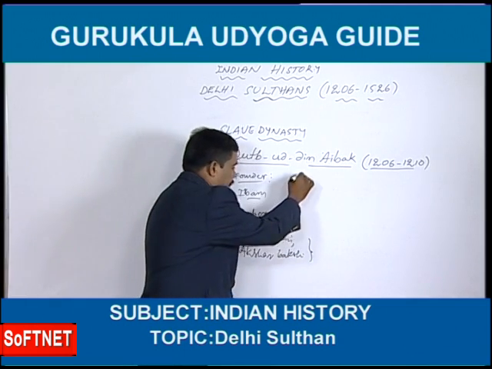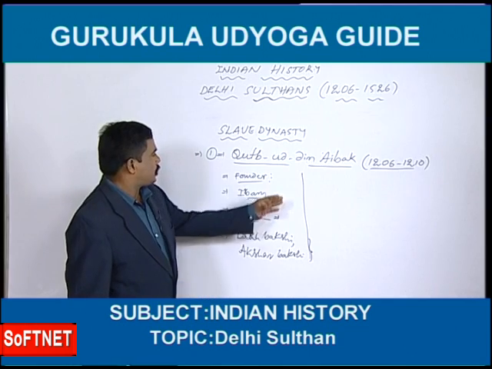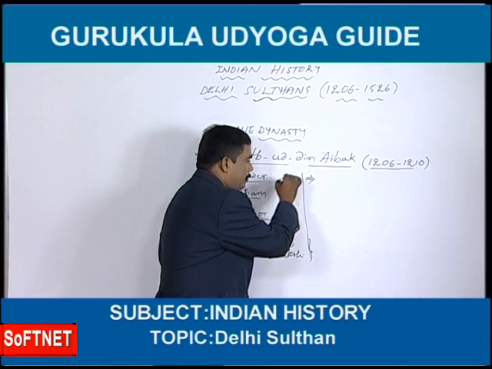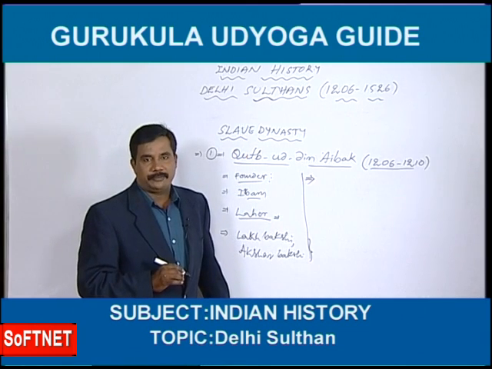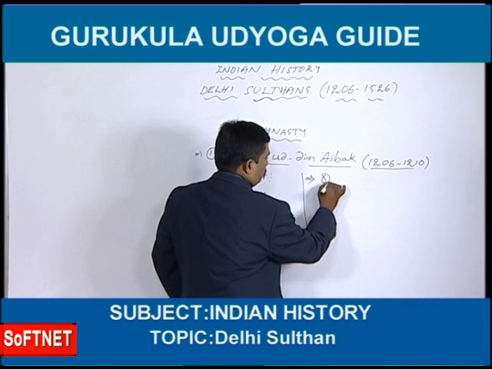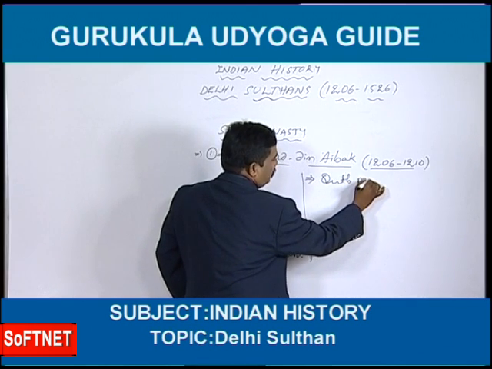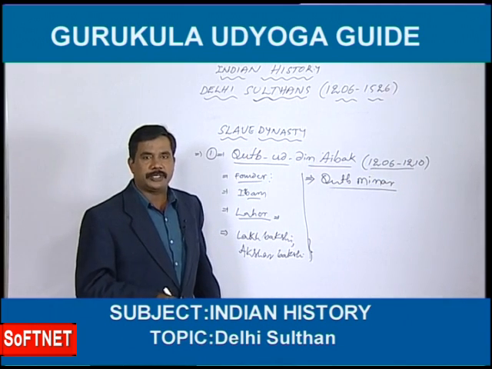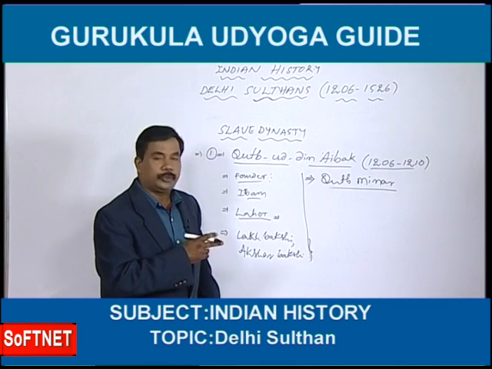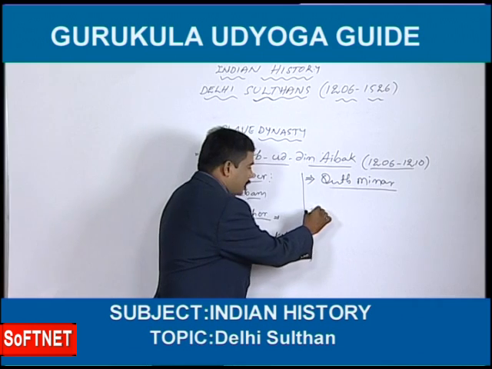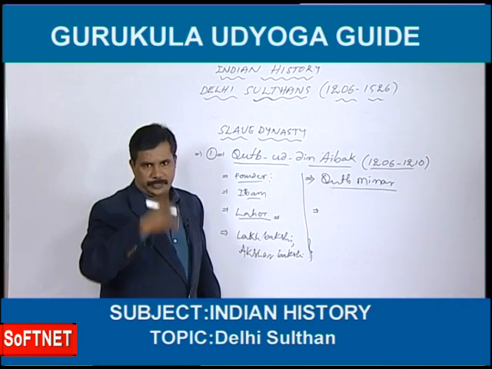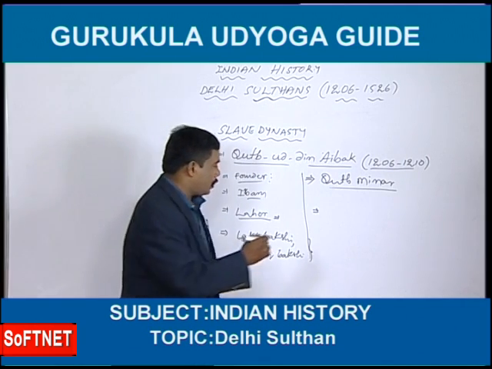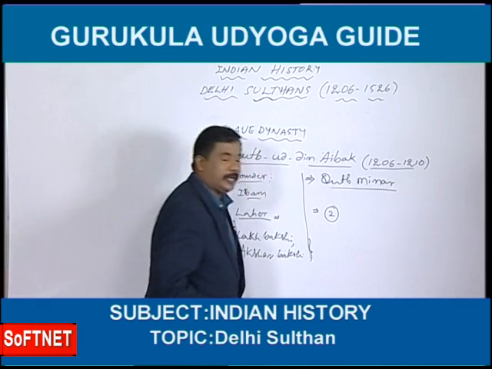And what about constructions? Is there any construction of Qutbuddin Aibak? Yes, mainly Qutbuddin Aibak constructed the Qutub Minar. The construction of the Qutub Minar was started by Qutbuddin Aibak. Actually, the Qutub Minar has 5 storeys, and of those 5 storeys, Qutbuddin Aibak built only 2.